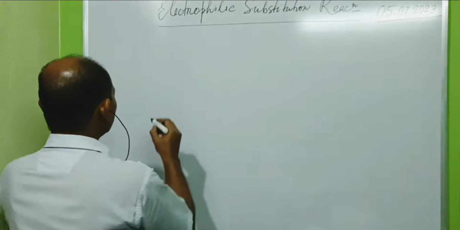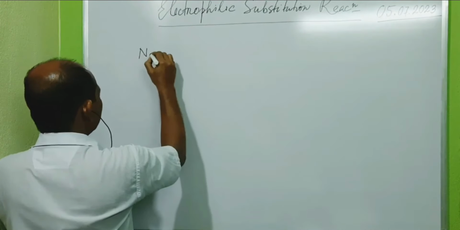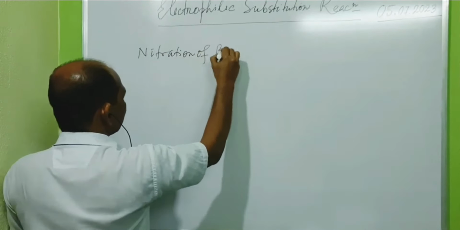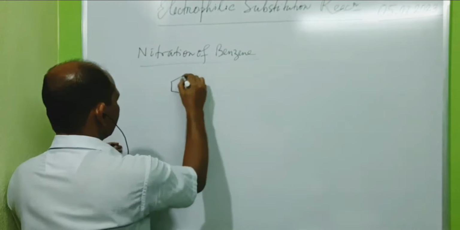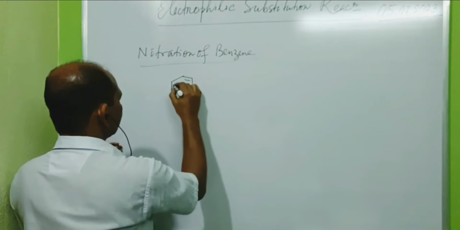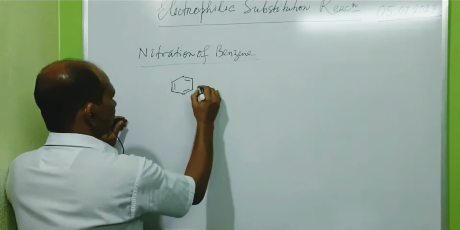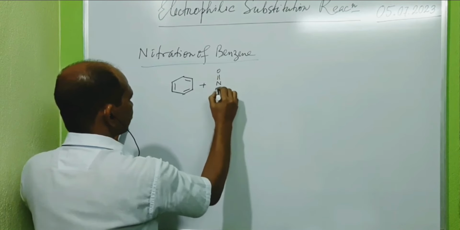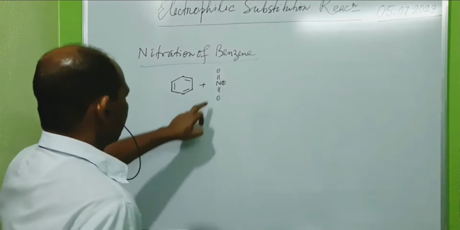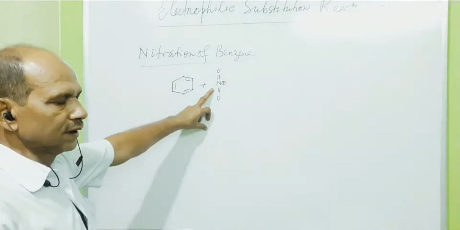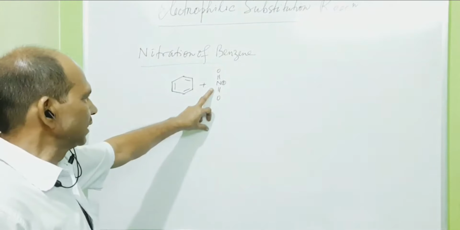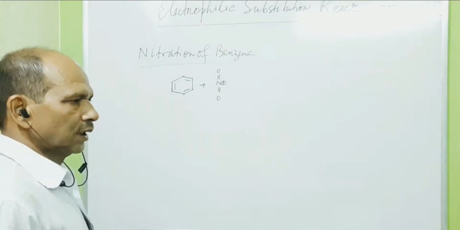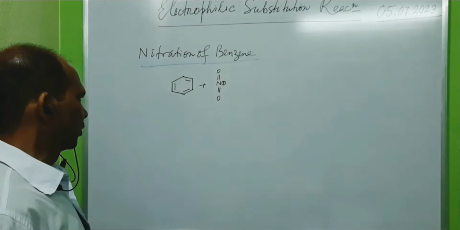I am taking now nitration of benzene. You can see this is a nitronium cation. It's a linear structure, and it carries a positive charge on the nitrogen atom. And it carries two pi bonds.